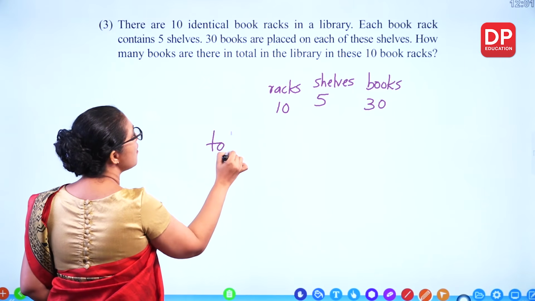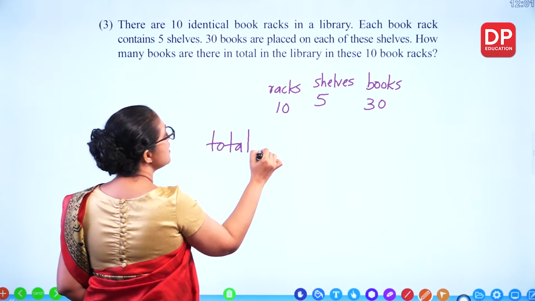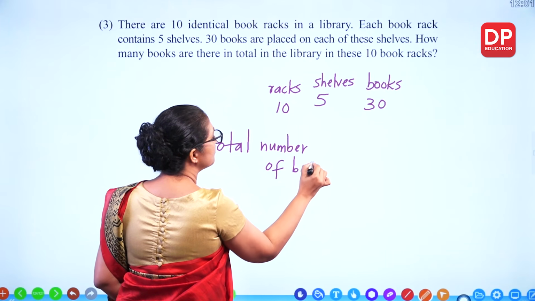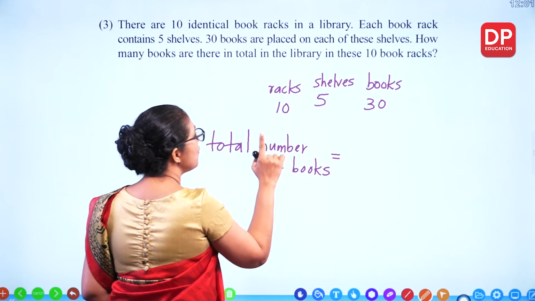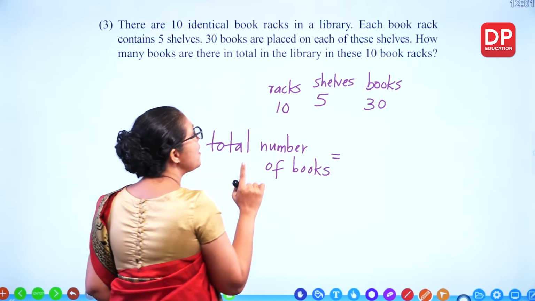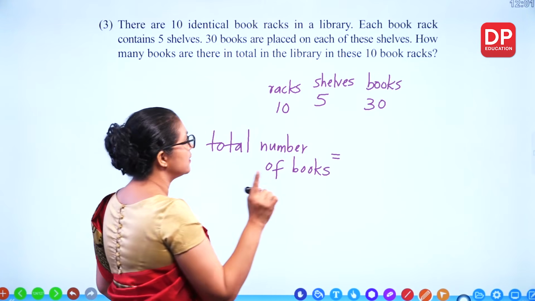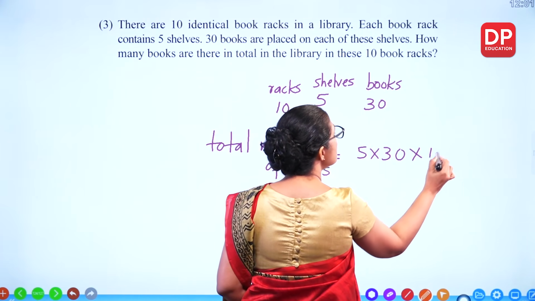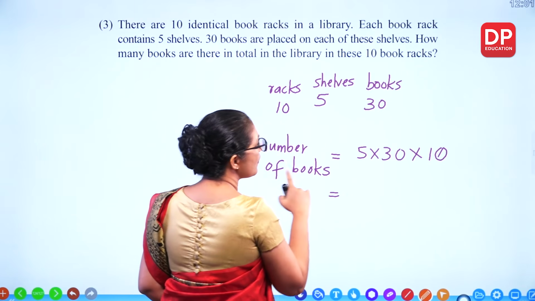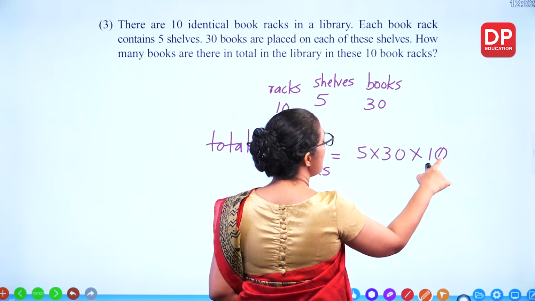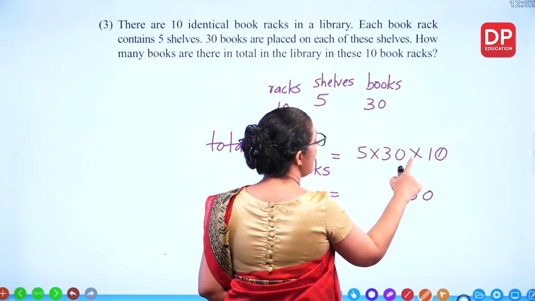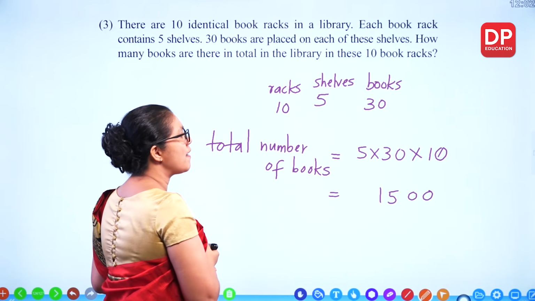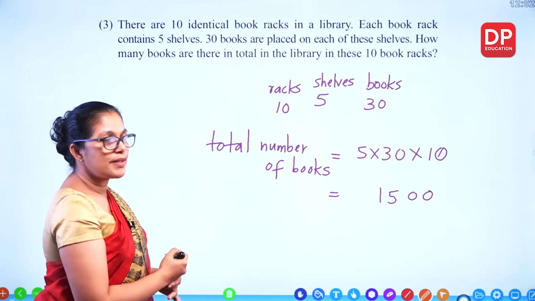So how many books are altogether? So you can multiply all these numbers together. Total number of books, so you can find out first how many books in one rack. That's 5 times 30. And there are 10 racks. So you multiply this by 10. So here multiply by 100, 2 zeros, and multiply this by 5 times 3, you get 15. So 1,500 books altogether.